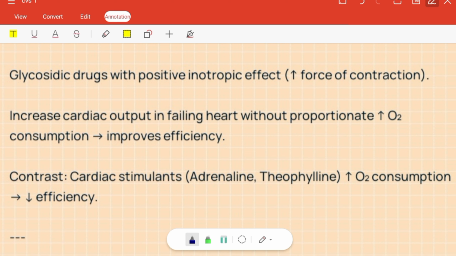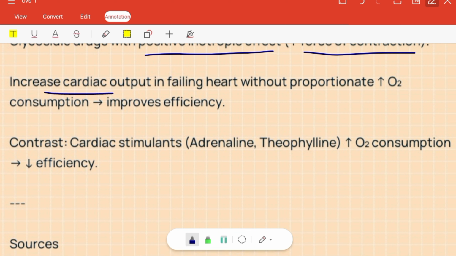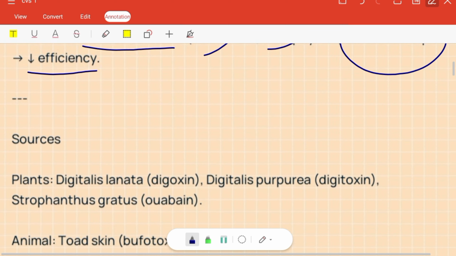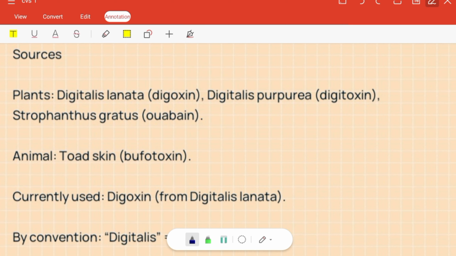Cardiac glycosides are the drugs which have the positive inotropic effect, which means they increase the contraction of the heart. They increase the cardiac output in a failing heart without increase in consumption of oxygen. It differs from the other cardiac stimulants like adrenaline and theophylline because these drugs cause increase in oxygen consumption and decrease its efficacy. Among cardiac glycosides, we have digoxin, digitoxin, ouabain, bufotoxin, etc.